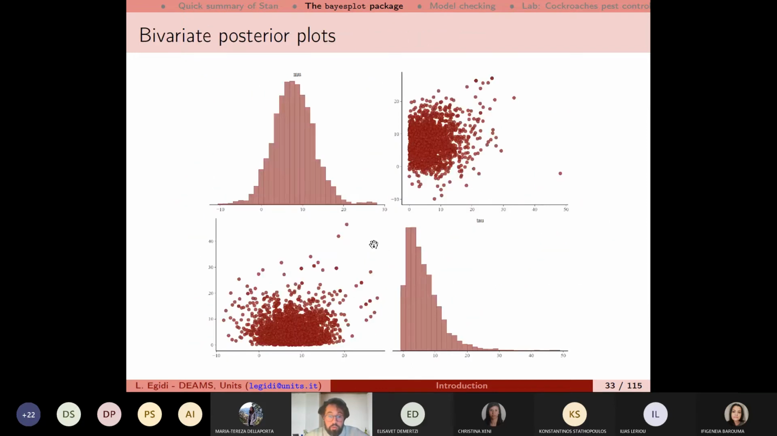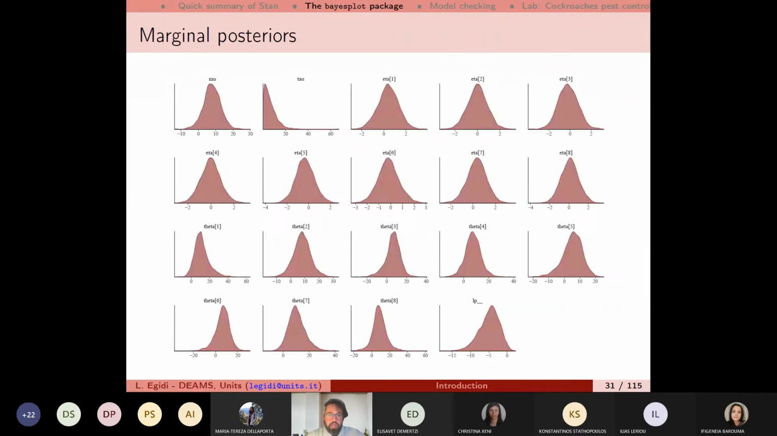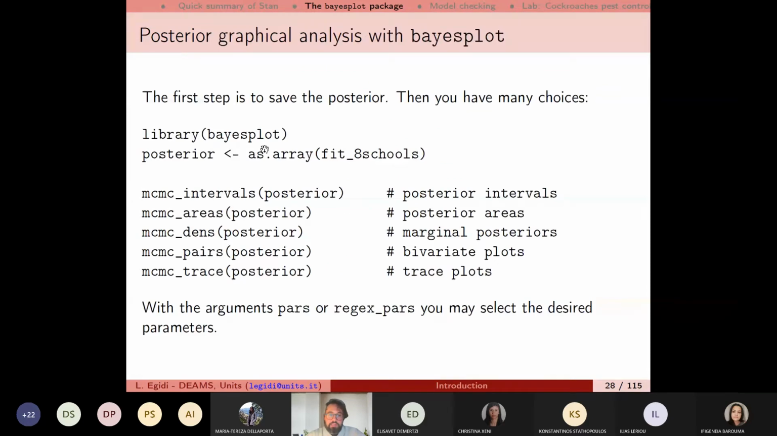Or you can also produce some bivariate plots. For instance, in this case, tau and mu. So you can produce bivariate plots for two separate parameters. And of course, trace plots for the Markov chains. Here you get the whole process of the Markov chain. And again, this is quite easy because it is sufficient to call mcmc underscore intervals, areas, and so on, on the posterior.